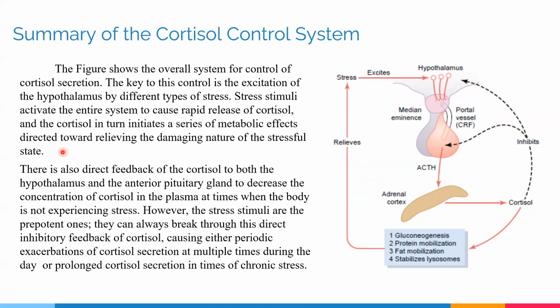There is also direct feedback of the cortisol to both the hypothalamus and the anterior pituitary gland to decrease the concentration of cortisol in the plasma at times when the body is not experiencing stress. However, the stress stimuli are prepotent ones. That is, they can always break through this direct inhibitory feedback of cortisol, causing either periodic exacerbations of cortisol secretion at multiple times during the day or prolonged cortisol secretion in times of chronic stress.